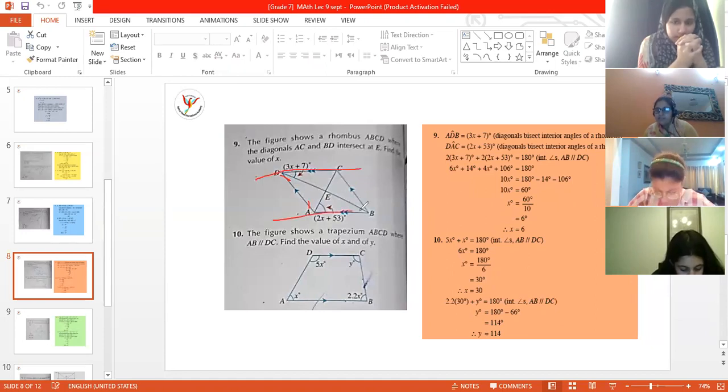Whenever the concept is simple, with parallel lines and a rhombus, which means that all the sides are equal, then the angles will also be equal. Then angle D plus angle A is equal to 180 degrees.